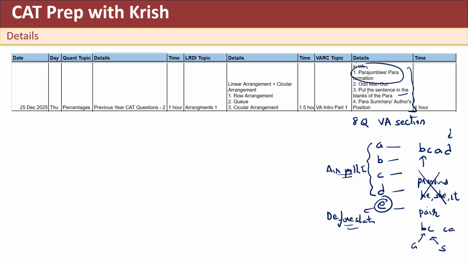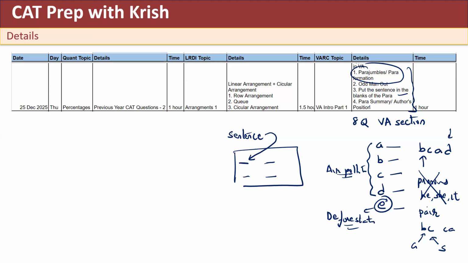Okay. And the third one is put the sentence in the blank of the para. You will be given a sentence and then you'll be given a para, and the para will have blanks in between the lines. So you need to tell in which of these blanks this sentence will fit. Okay, so that is the put the sentence in the blank of the paragraph kind of questions.